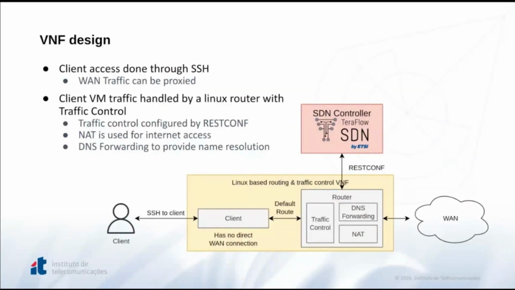As previously mentioned, there is a VNF comprising the Linux-based routing. This VNF is divided into two parts. First, we have the client VM, that is the part that the client will have access to. This VM has no WAN access, and instead it does all its traffic through the other VM that is present, that is the Linux router. This is a VM that has access to the WAN and performs NAT from the client VM so that it can have access to the WAN.